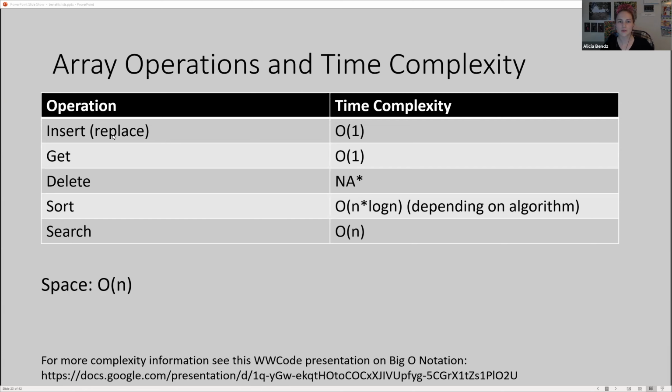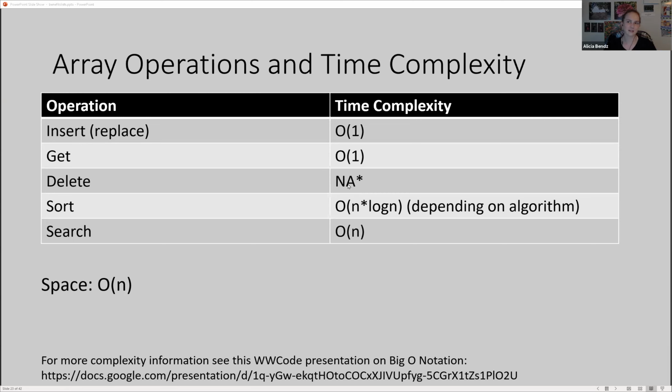So when it comes to insert, in the array, I mentioned that it can't grow and it can't shrink. So when you talk about insert, it's not really adding anything, it's just replacing. But that's constant time because, again, you just need the initial memory address, add the size of the data, and that's a constant time operation. Similarly with get. With delete, though, again, you can't delete anything from an array.